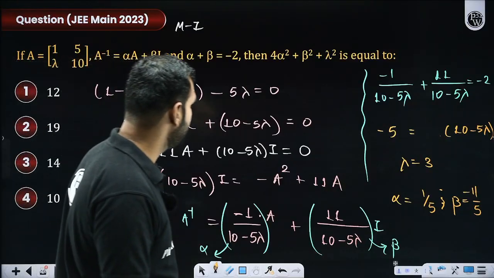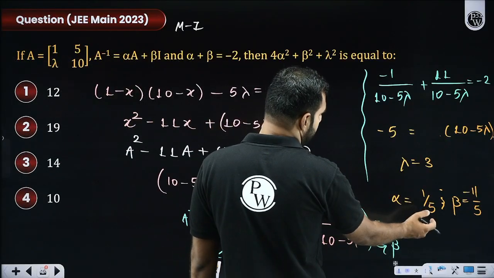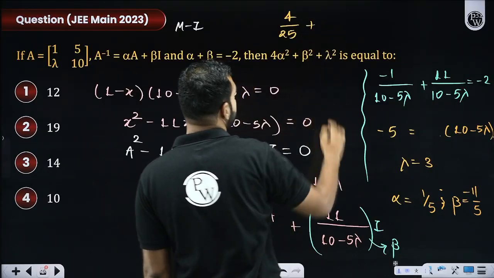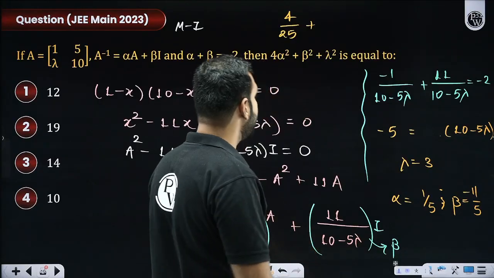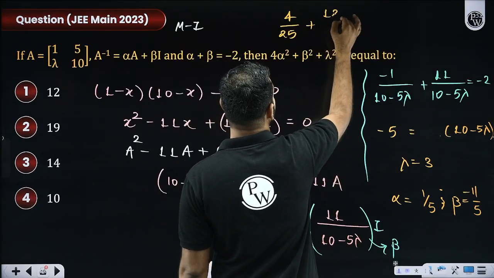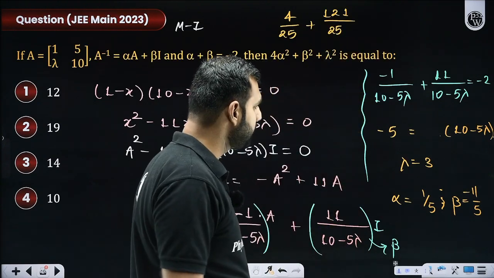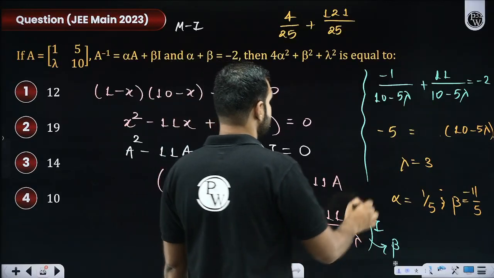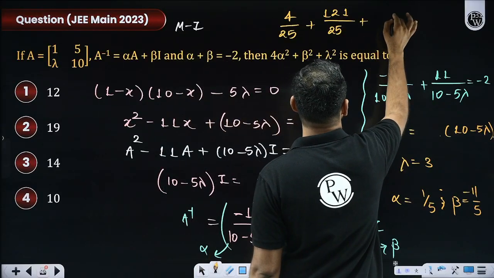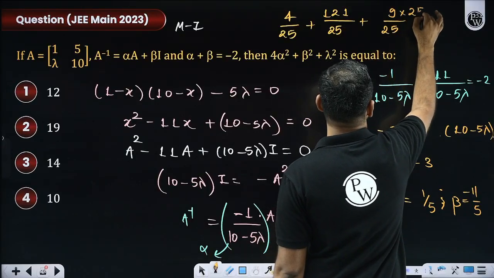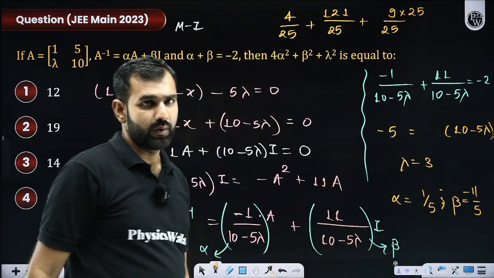That we can predict very easily. 4 alpha square. So 4 into alpha square means what? 4 alpha square is 4 by 25. Beta square, that is 11 square by 25, that is 121 by 25. Correct me if I'm wrong. 11 square is 121. And then lambda square, which is 3 square, which is 9. So 9 when multiplied by 25 gives you this. Yes or no?